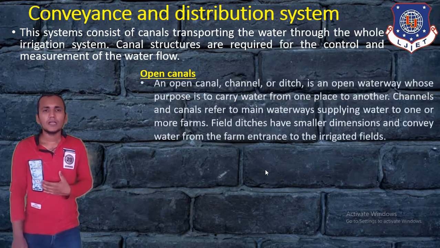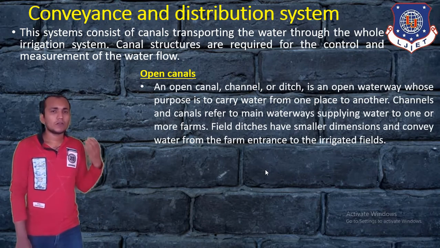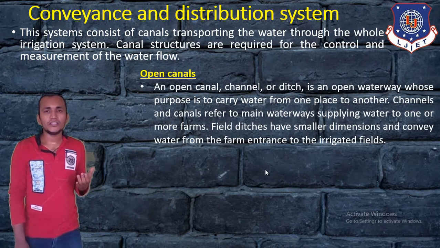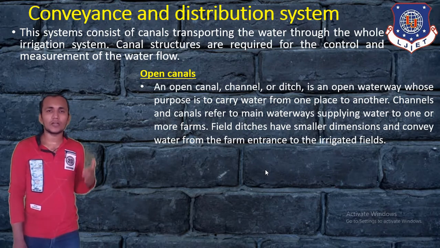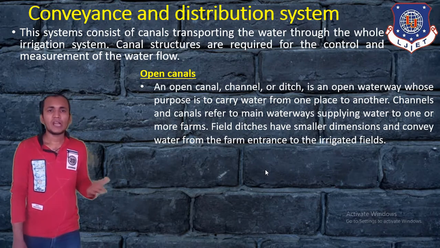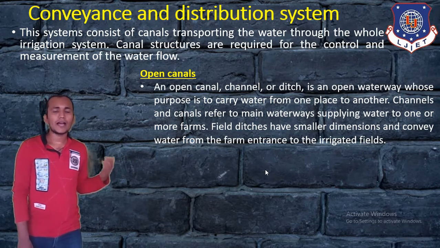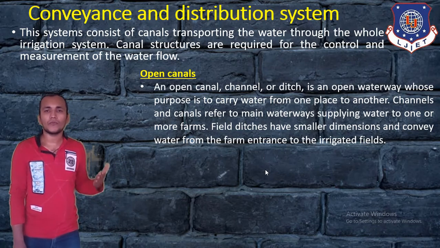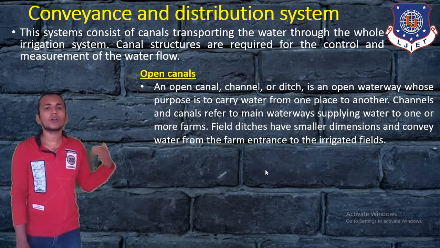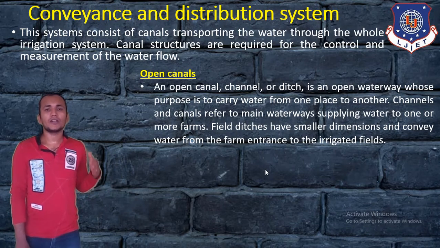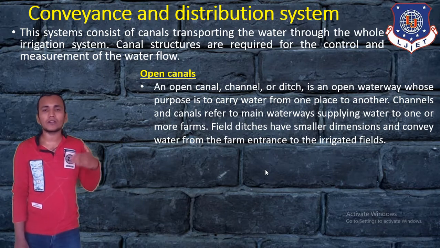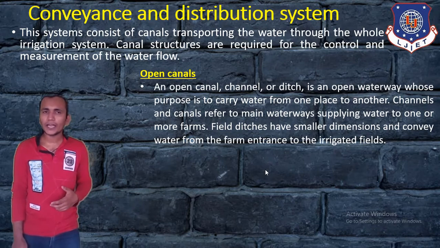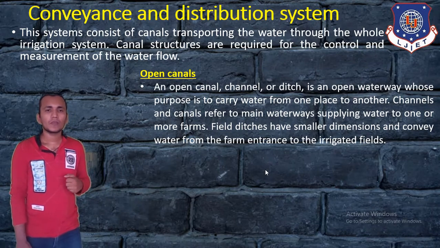You can see an open canal, also called a channel or ditch, is an open waterway whose purpose is to carry water from one place to another. Channels and canals refer to the main waterway supplying water to one or more farms. Field channels have a smaller dimension and convey water from the farm entrance to the irrigated fields. So that's why we can use open canals to supply water.